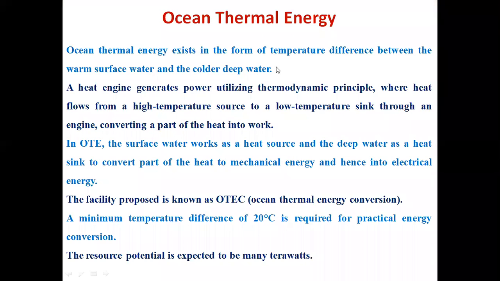Ocean thermal energy exists in the form of temperature difference between the warm surface water and the colder deep water. Actually, this statement is the basis of operation of ocean thermal energy, or energy generation from the ocean thermal source. It is observed that the temperature at the top surface of the water in the sea is somewhat warm, and when we move to some depth, say 10 meter or 20 or 30 meter, then the temperature of the sea water is somewhat cold. It is colder than the top surface layer of the water.